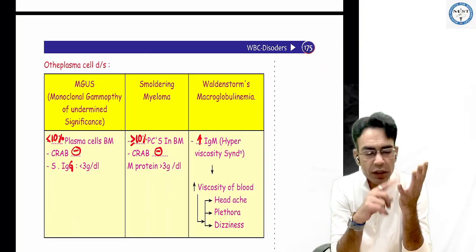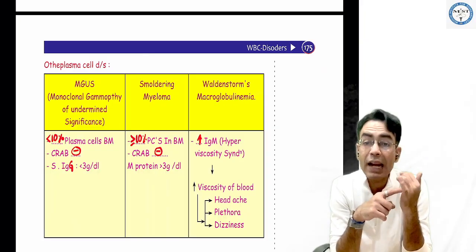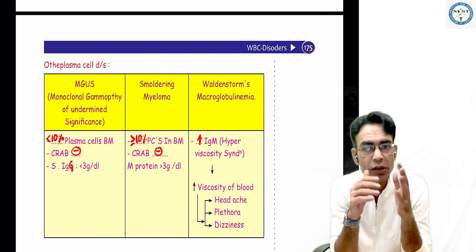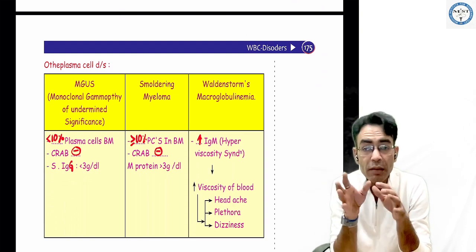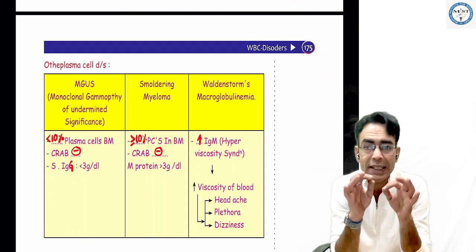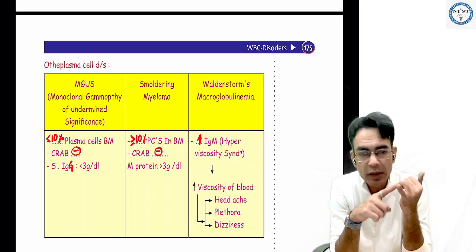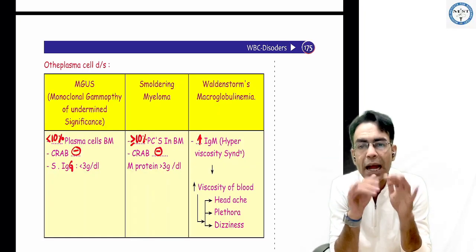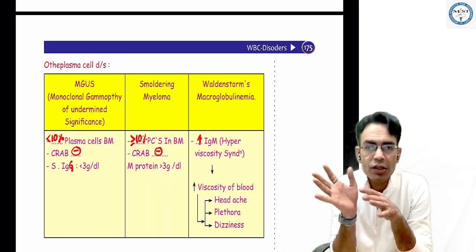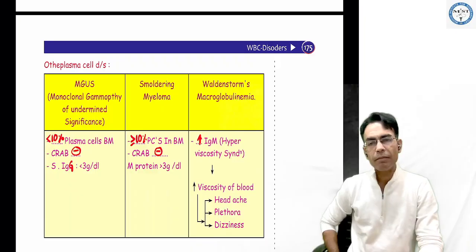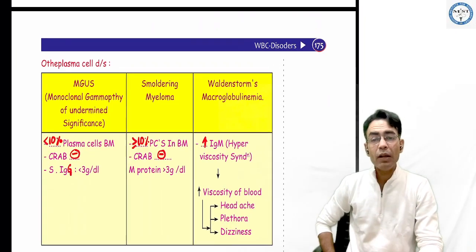This is M protein positive, but CRAB negative, and the IgG antibody is also not much, it is less. Smoldering myeloma is the same as multiple myeloma, except smoldering myeloma is CRAB negative. So more than 10% plasma cells, M protein is also positive, but it is CRAB negative. And Waldenstrom macroglobulinemia, don't memorize it, it is hyper IgM syndrome. Just forget about it. So this is your multiple myeloma.